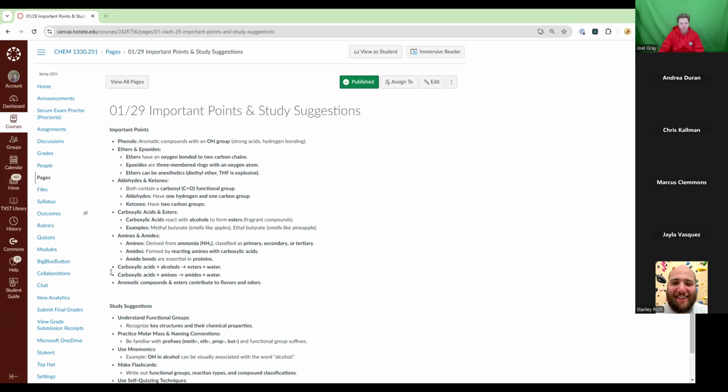Like a carboxylic acid plus an amine, what does that make? That makes an amide. Aromatic compounds and esters have flavors and odors. Then little study suggestions. So just some thoughts there.